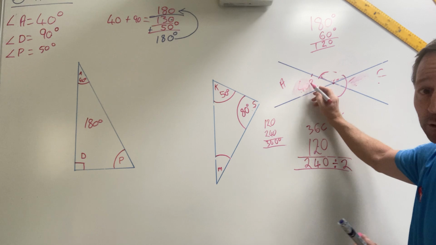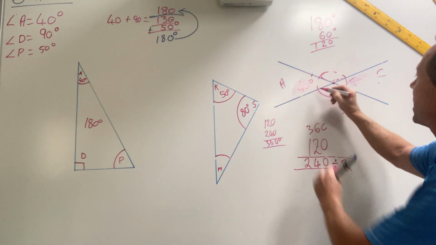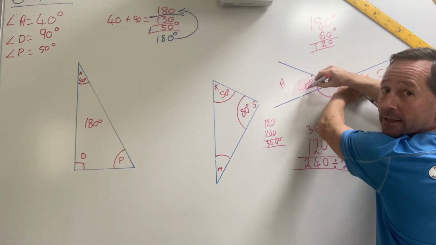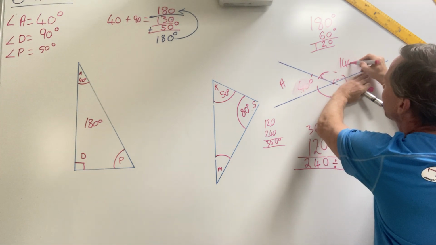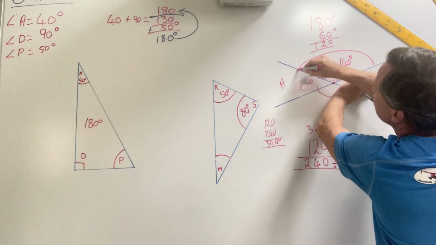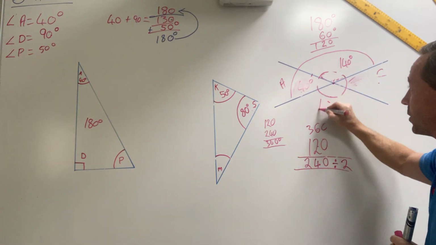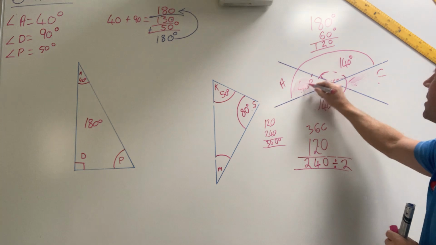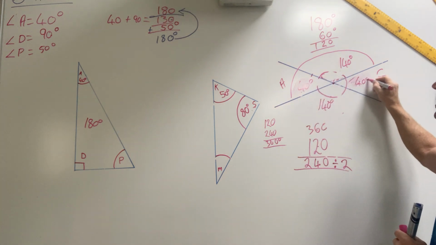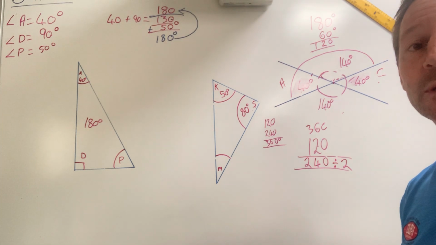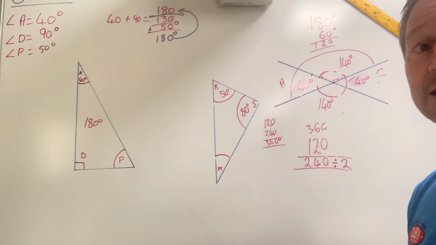So let's pretend that one was 40 degrees. Angles on a straight line add up to 180. So 180 minus 40 would be 140. Which means this angle here would be 140 degrees, and this angle here would be 40 degrees. Okay, it's something to work on, but that's the way you can do it. There's different ways you can solve these problems.